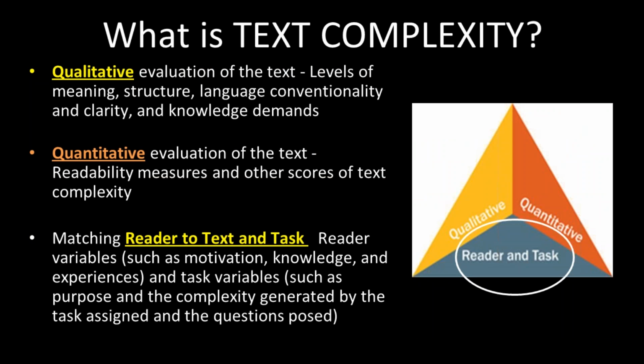Just want to review the 3 components that make a text complex, and we'll talk a little bit further about each of these on the webinar. There are qualitative measures, quantitative measures, and a reader and task variable. Qualitative measures need to be assessed by the human eye. There is not a program or a platform that can do this. We're going to look at evaluating the meaning, the structure, the language conventionality and clarity, and the knowledge demands of a text. When you look into the quantitative realm, you're going to look at a word analysis and sentence structure.